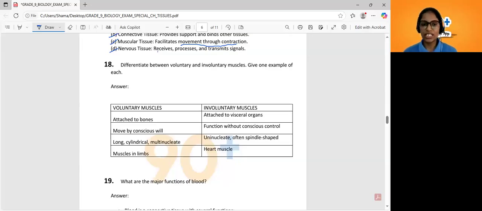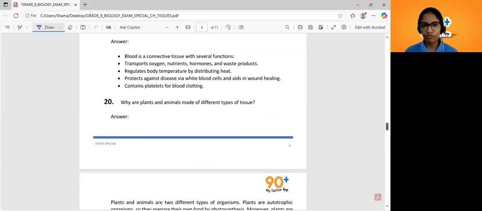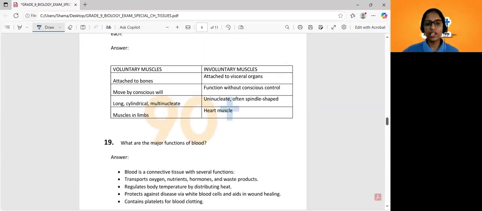The 18th question is to differentiate between voluntary and involuntary muscles by giving one example for each. So voluntary muscles are attached to bones and can be moved according to one's own consciousness or will. They are long, cylindrical and multinucleate, and an example is the muscle in limbs. And involuntary muscles are attached to visceral organs, that is internal organs, and they function without conscious control. We can't control them according to our will.